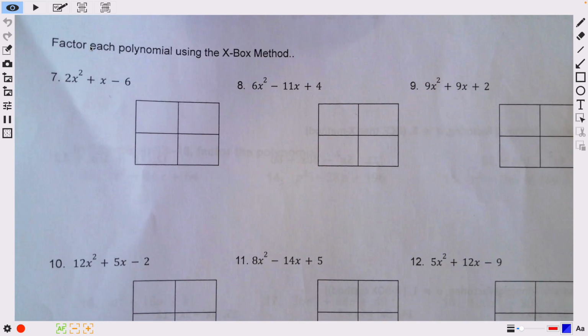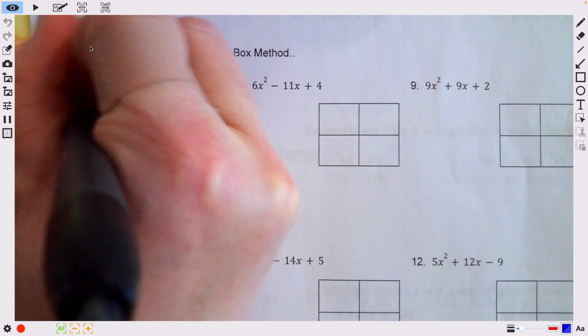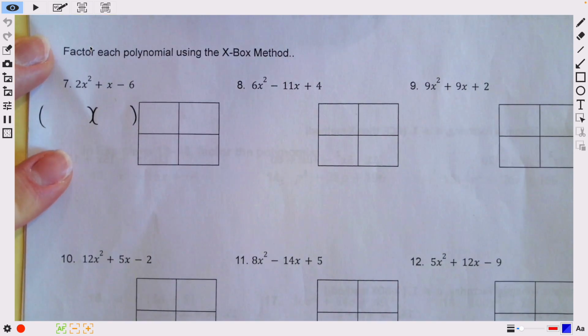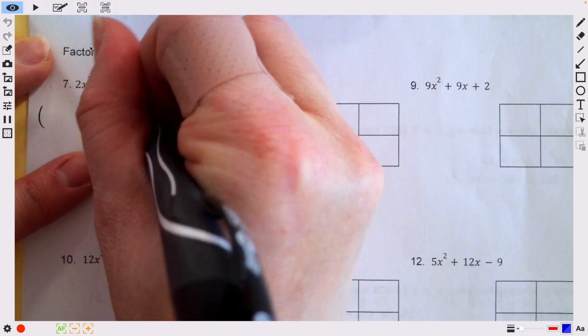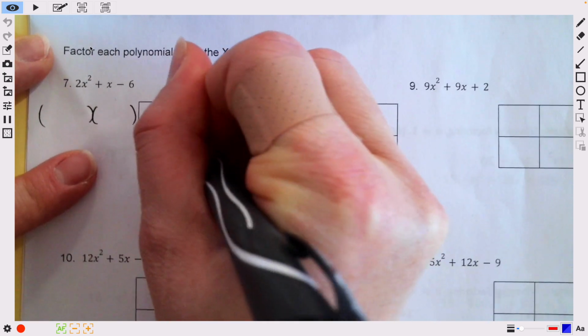I'm going to do one of these with you. Now again, I know it's going to end up looking like this. I know that for a fact, okay? I know that this is going to be 2x squared and this is going to be negative 6.